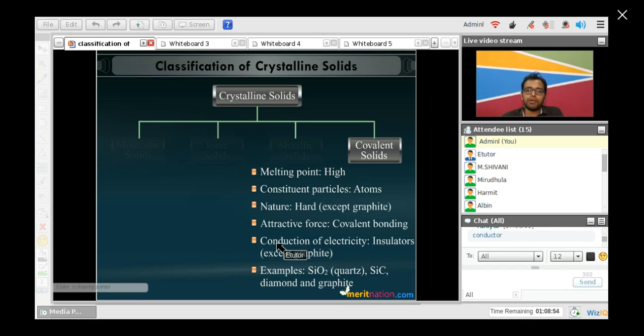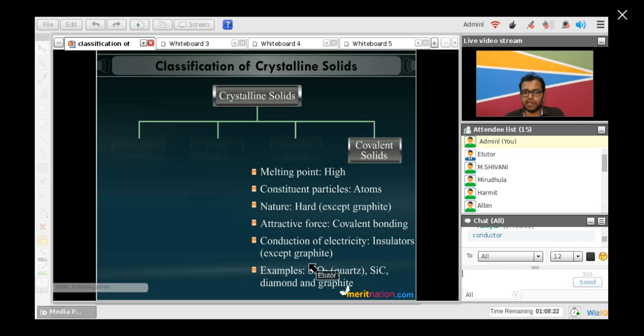Now if we talk about other covalent solids, they are usually insulators because of the absence of free electrons, except graphite, because graphite has a free electron with carbon. The attractive force in covalent solids is covalent bonding. Examples are SiO2, quartz, SiC, diamond and graphite. So these are covalent solids.